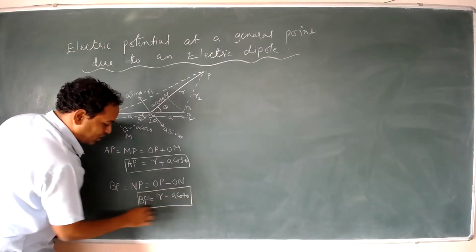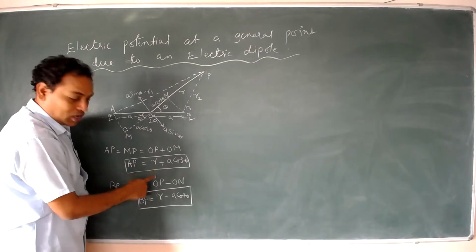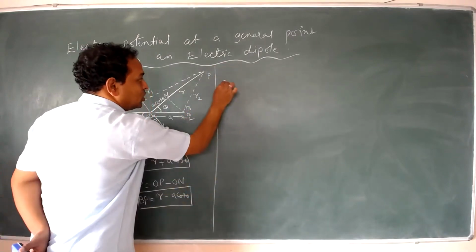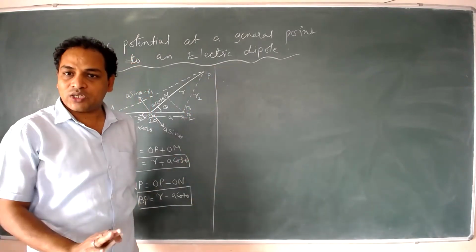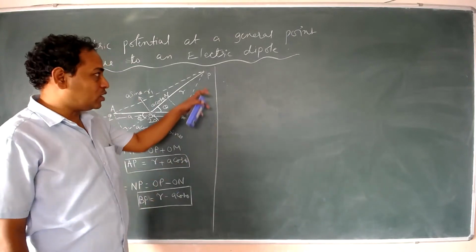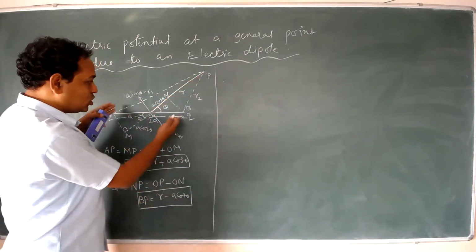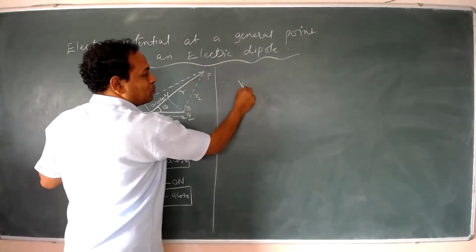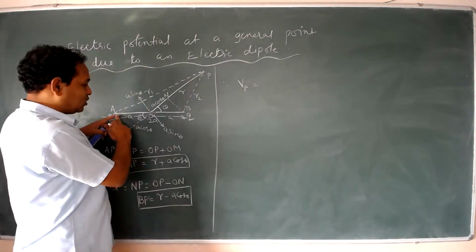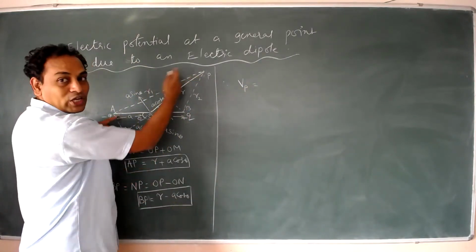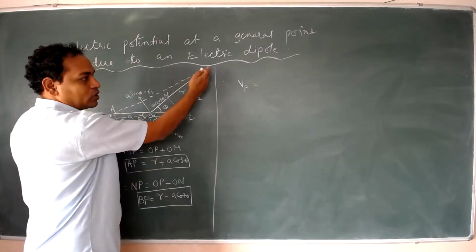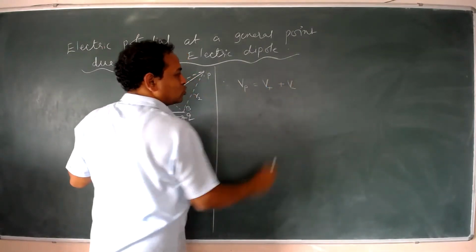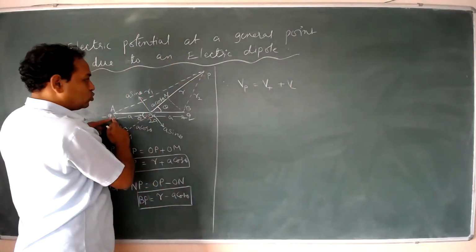So finally, I am getting that AP is equal to R plus A cos theta and BP is equal to R minus A cos theta. So this is what I got. Therefore, what is our aim to calculate? Here we wish to calculate the electric potential at a point P due to this entire dipole. That means the electric potential at point P is the sum of the electric potential due to the positive as well as the negative charge. Positive means this one, negative means this one.